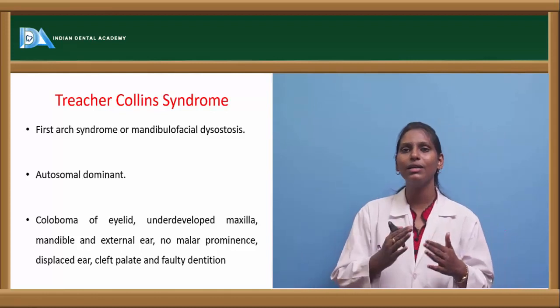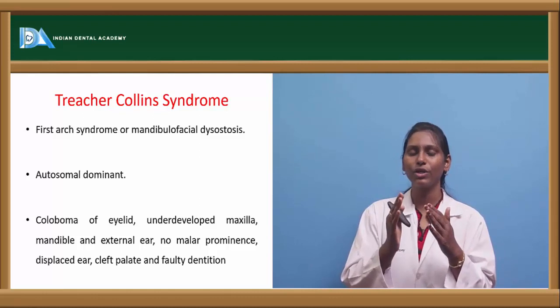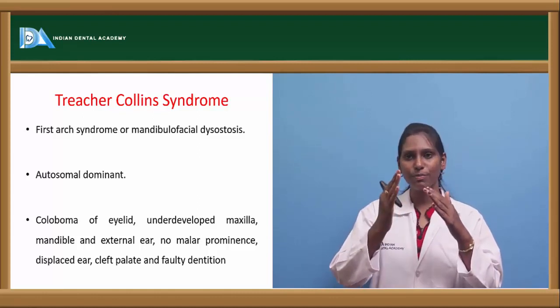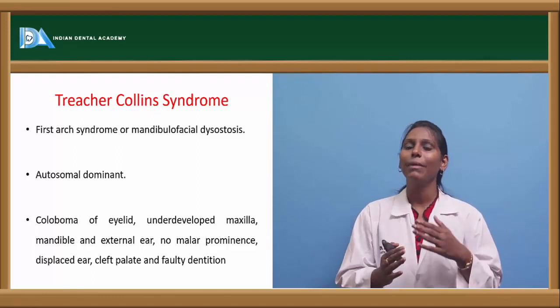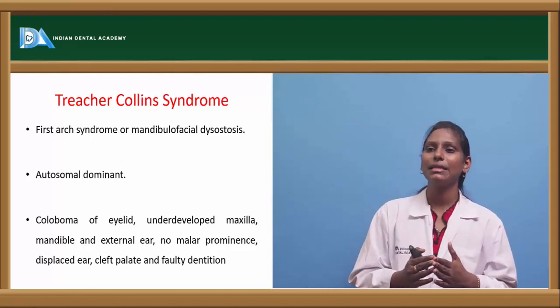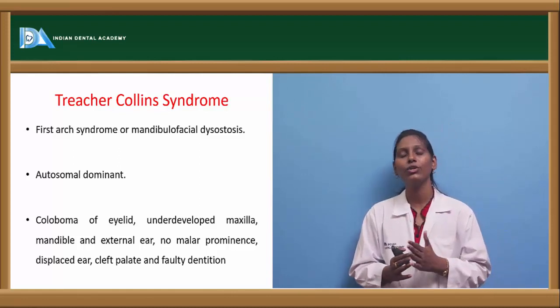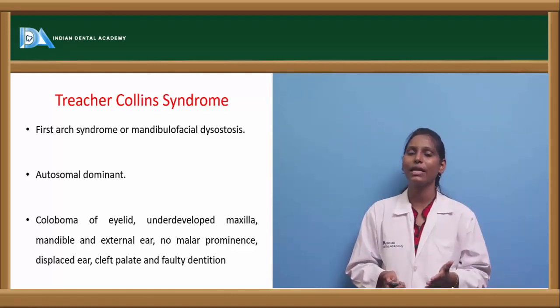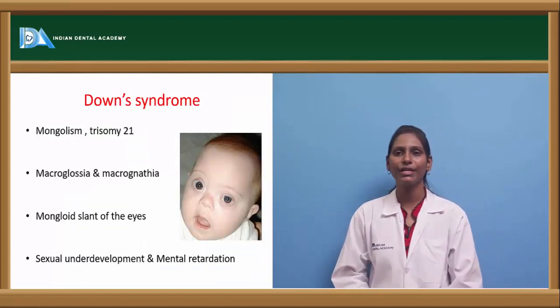Because of the underdeveloped maxilla, there can be a cleft palate, or we see a high arched palate, and also a collapsed maxillary arch can be seen, leading to crossbite. Multiple supernumerary teeth can be seen in these cases, and we have an underdeveloped external ear, no malar prominence, displaced ear, and also faulty dentition. This is a picture showing Treacher-Collins syndrome.